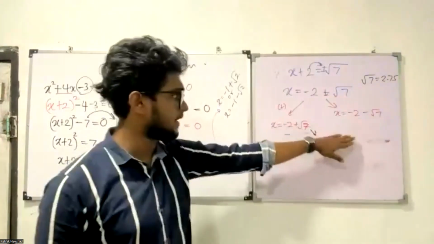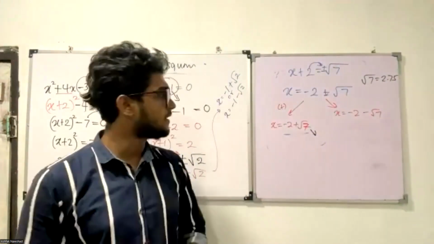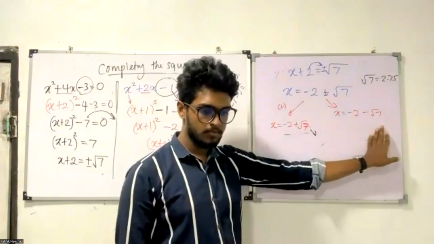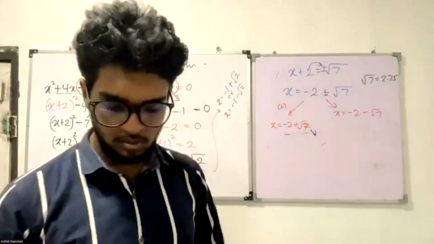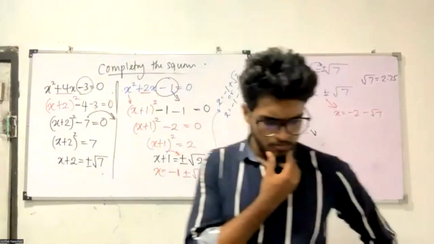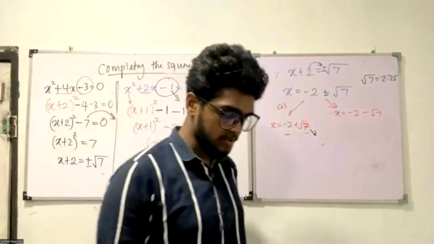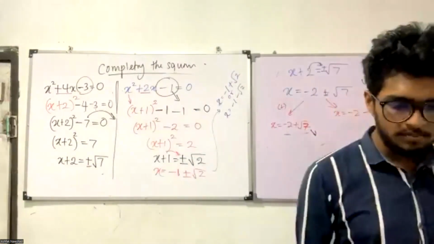You can further simplify this if we knew the value for root 7. Root 7 is not a perfect square number, so we don't know the value. So shall we move on to a question and then we can go to the final part of the session.